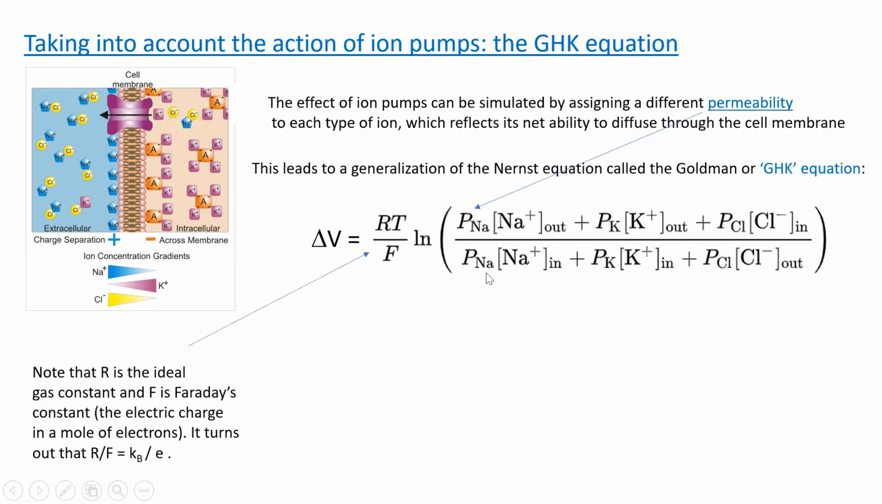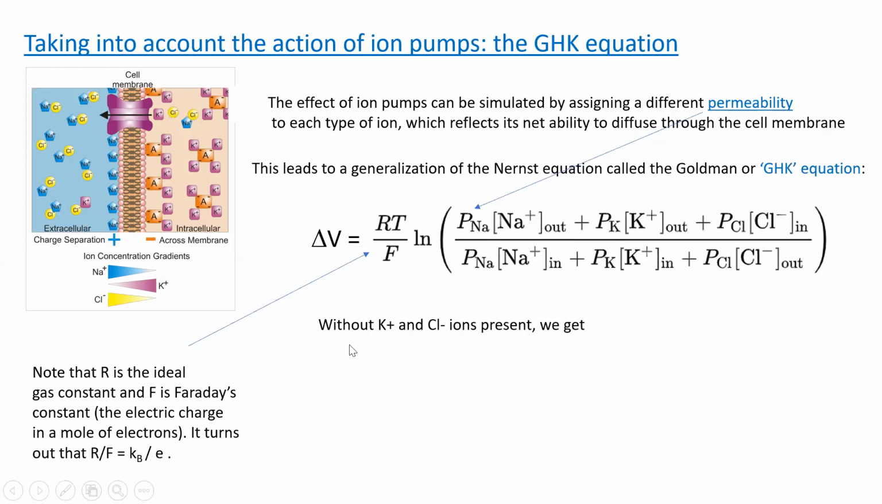And just to familiarize yourself with these constants, R is the ideal gas constant used in chemistry, and F is called Faraday's constant. It's the electric charge that is stored in a mole's worth of electrons. Now it turns out that R over F here is equal to Boltzmann's constant over the elementary charge. And we'll actually work on this in an exercise class just to make sure we're clear on the units.